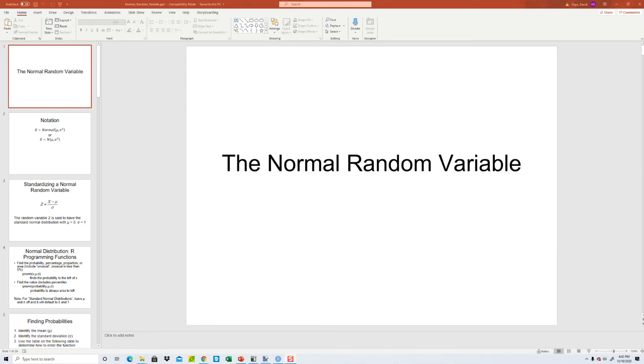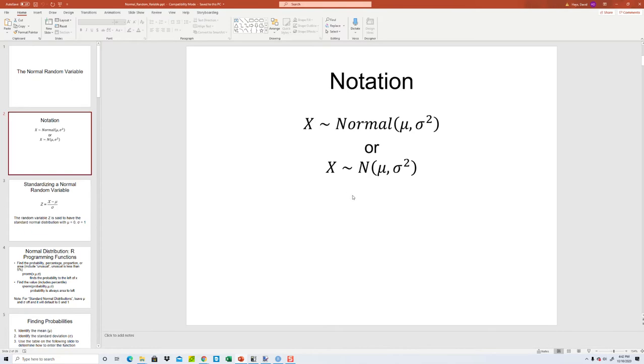Let's take a look at the normal random variable. Some notation that you'll see referring to the distribution. It'll either say normal or say N for normal, of course. And then it'll have a number, comma, another number. Now, the first number is mu, that's your mean. And the next number is sigma squared, which is your variance. Both of these are population values, of course.